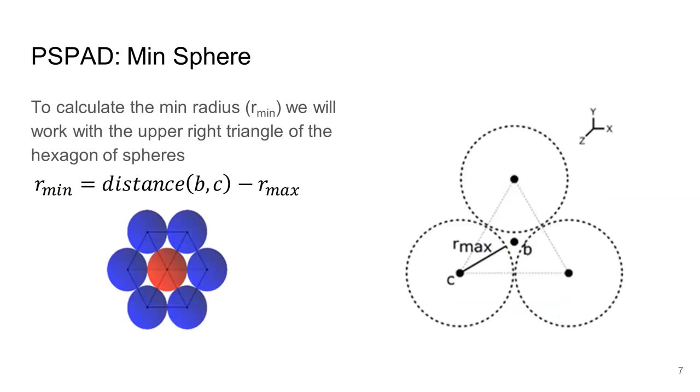For the min sphere, to calculate the mean radius, R mean, we will work with the upper right triangle of the hexagon of spheres. The central sphere is the red sphere, and the upper right triangle in this image. R mean is equal to the distance B and C minus R max. B is the barycenter of the upper right triangle, and C is the center of the central sphere. And R max is the input radius of packing.